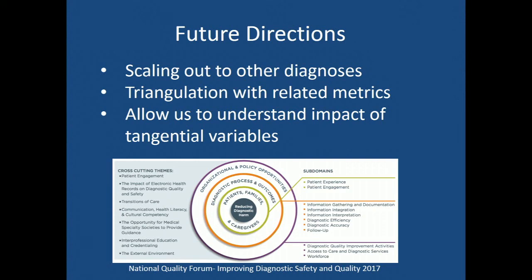And then triangulating that with other metrics. So again, talking about flow and throughput and everything else, and seeing whether you're actually making the right decisions with regards to some of those operational changes, and seeing whether they impact your diagnostic safety score within that space.